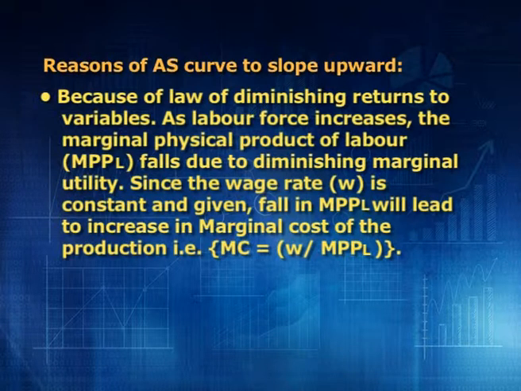Firstly, because of the law of diminishing returns to variable factors, as the labor force increases, the marginal physical product of labor falls due to diminishing marginal productivity. Since the wage rate W is constant and given, a fall in MPPL will lead to an increase in the marginal cost of production, that is, MC is equal to W by MPPL.